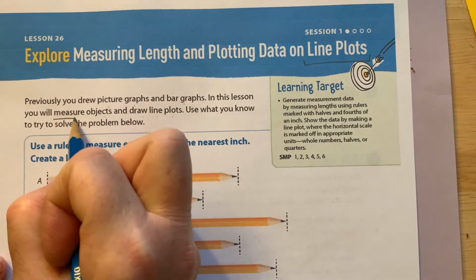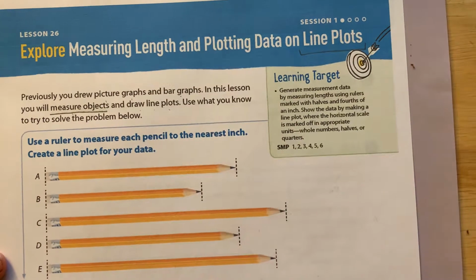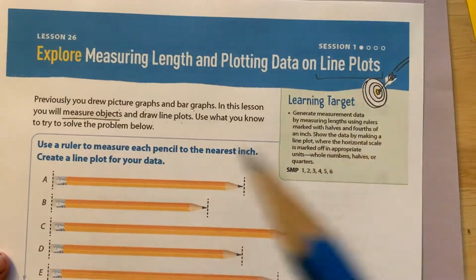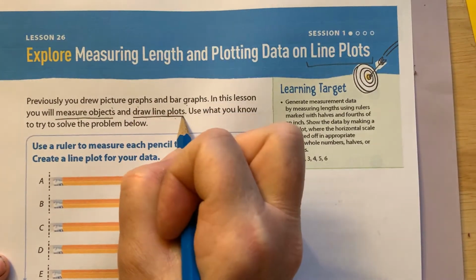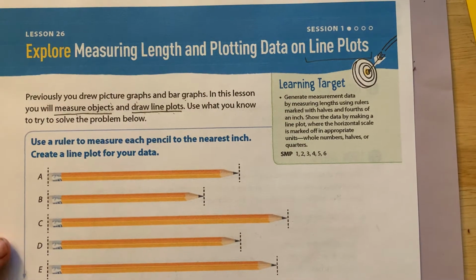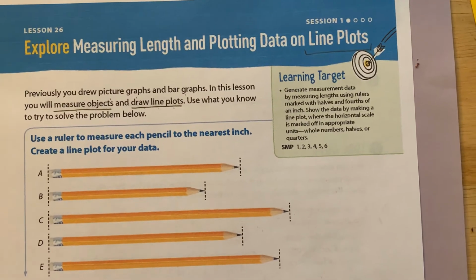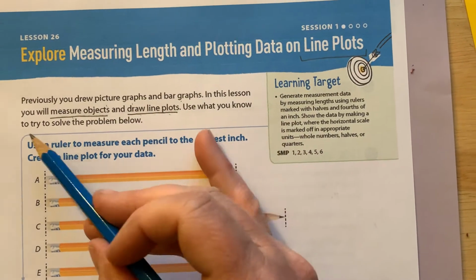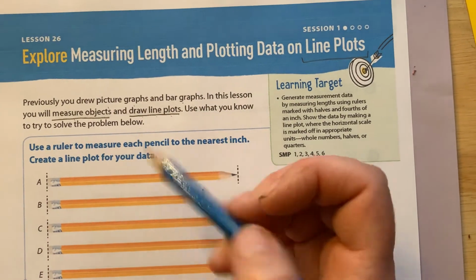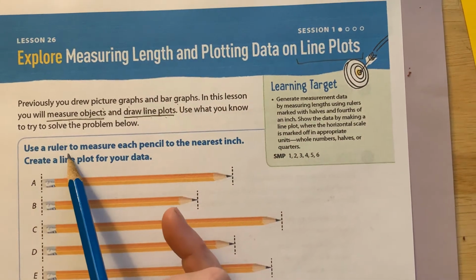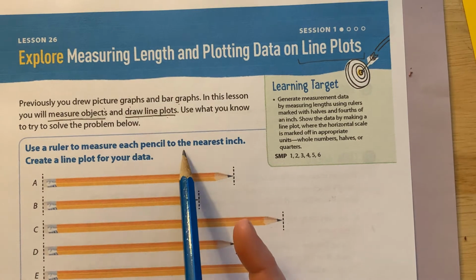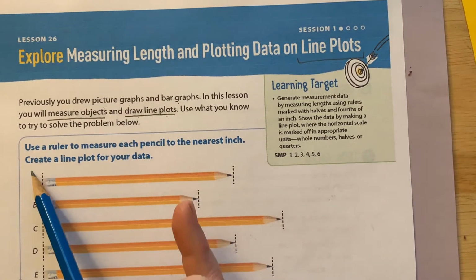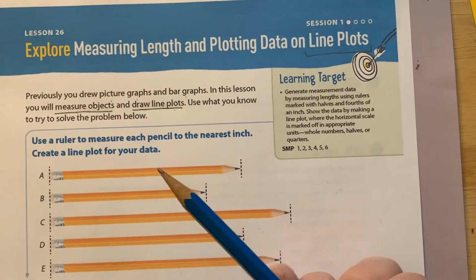We're going to measure objects. That means we're going to use our ruler. And we're going to draw line plots. Now remember, I already showed you how we're going to do that, but I'll help you if you get stuck. Use what you know to try to solve the problem below. Use a ruler to measure each pencil to the nearest inch. Create a line plot for your data.